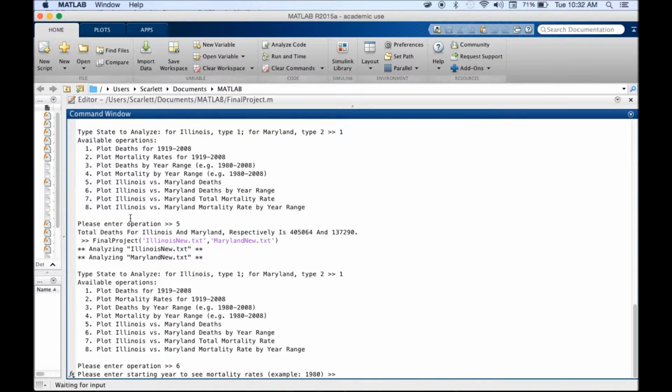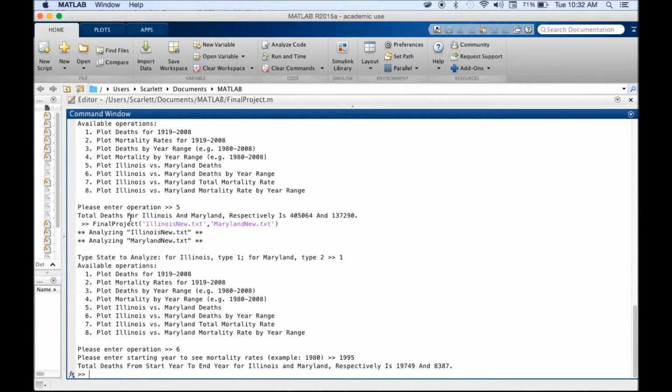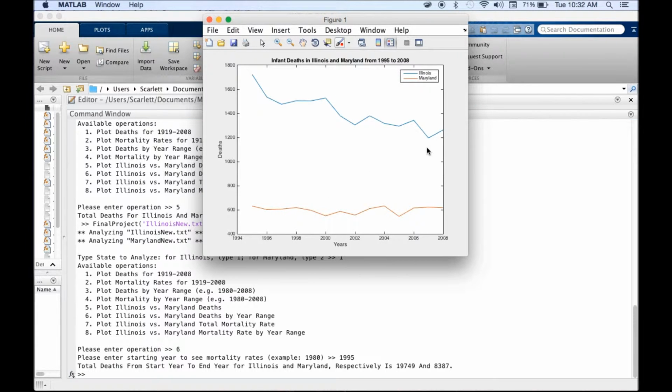For number 6, again, it's plot Illinois versus Maryland deaths by year range. So you pick a year, and then it gives you both Illinois and Maryland deaths in the same plot.